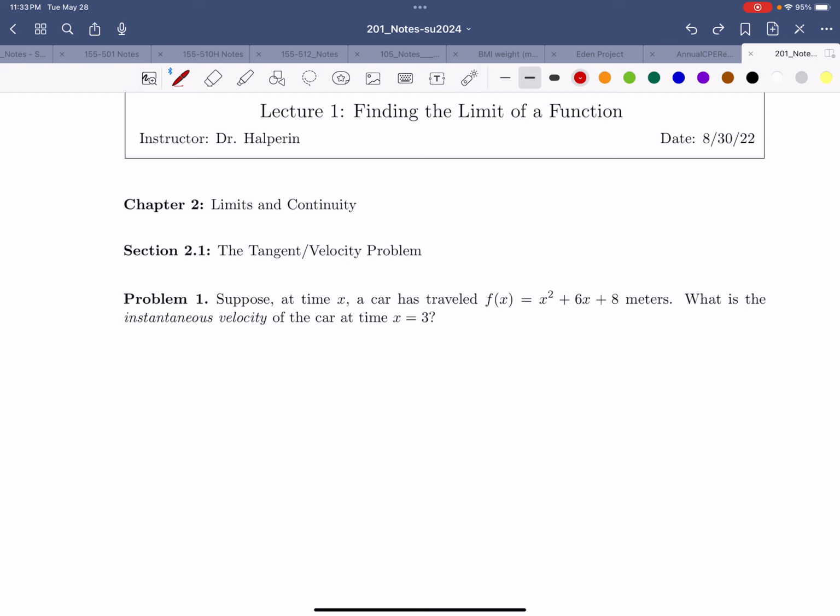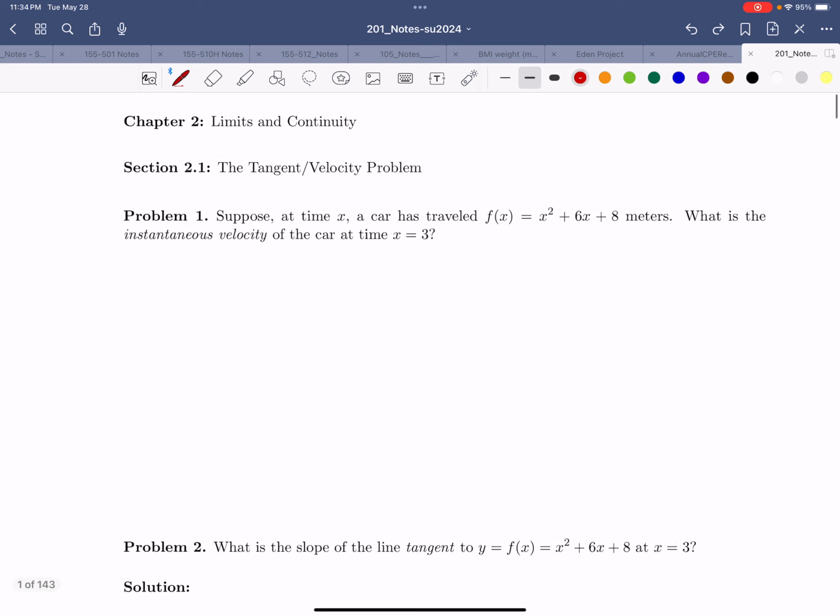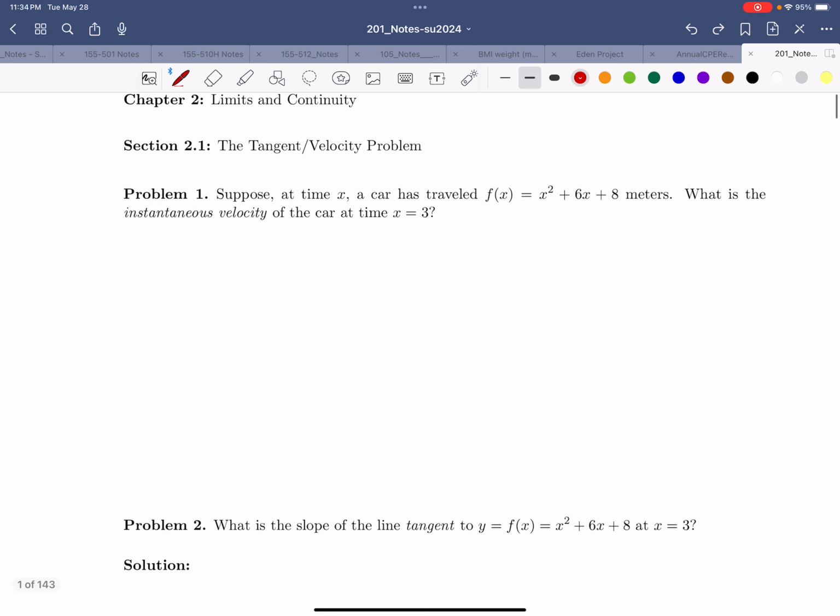So we have a position function f of x for the car, right? After 0 units of time, it's traveled 8 meters. After 1 unit of time, it's traveled 15, etc. So we could create a little table for the position function. We could also graph it, right? But anyway, the question is, what's the instantaneous velocity of the car at time x equals 3?